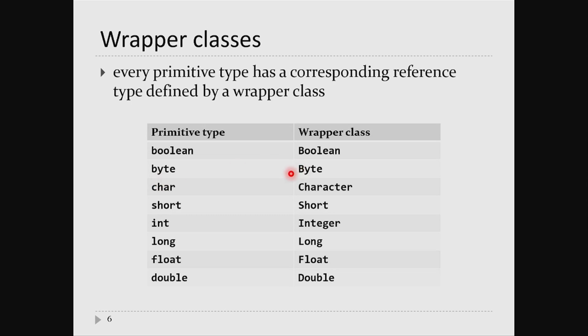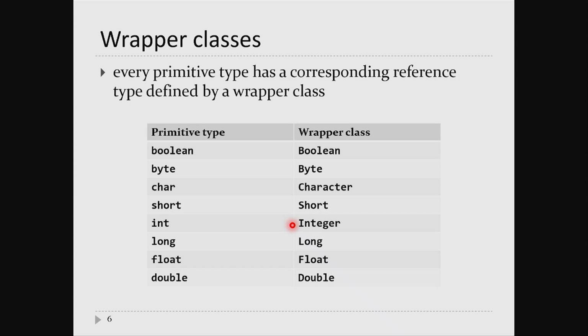Now the ones you need to know are Boolean, Character. So Character is different than char. Most of these are the same name as the primitive type, just capitalized. Character is the one outlier here. So the corresponding wrapper type for char is Character. Oh, sorry, Integer is the other one. The corresponding wrapper type for int is Integer.